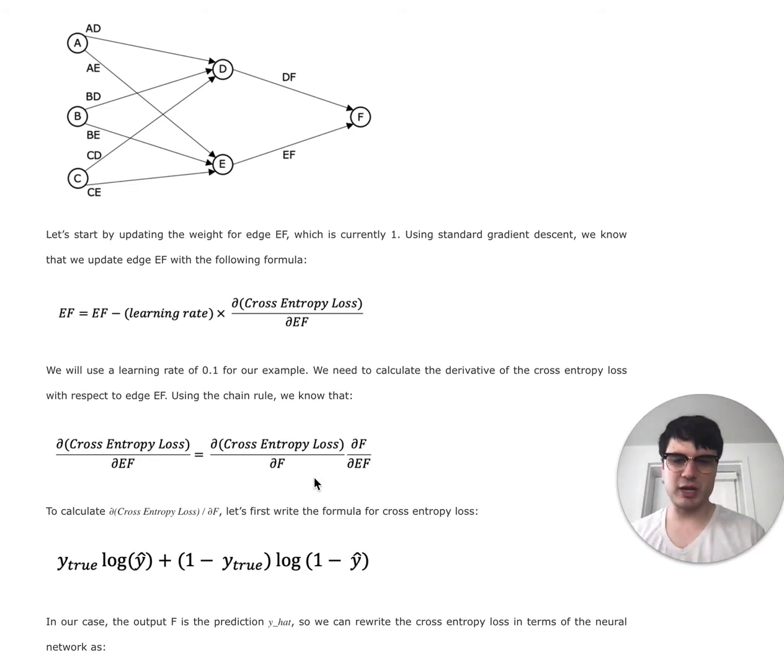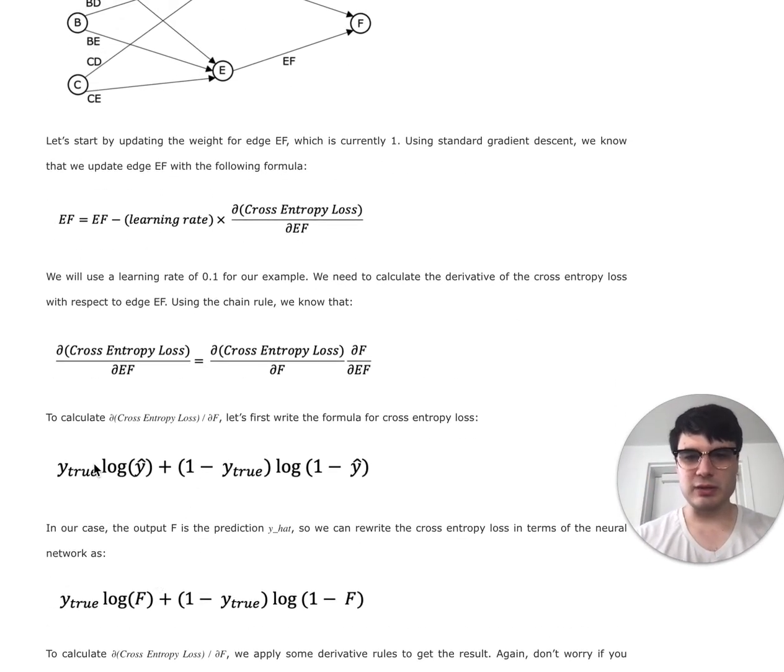Applying the chain rule in calculus, we get that the partial derivative of the cross entropy loss with respect to weight EF is equal to the partial derivative of the cross entropy loss with respect to F times the partial derivative of F with respect to EF. And you can see this partial derivative of F up here and the partial derivative of F down here in the denominator cancel out.